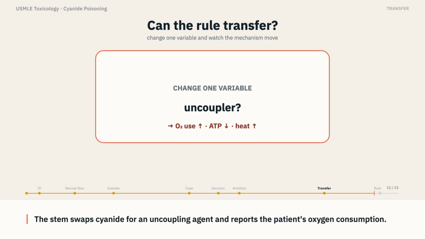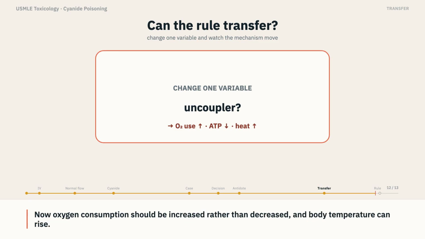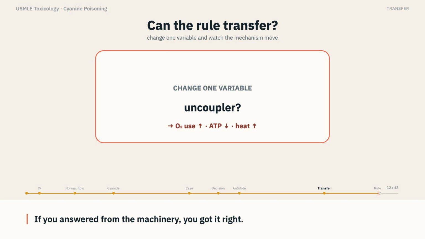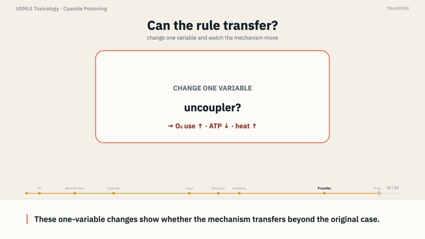Variation 5. The stem swaps cyanide for an uncoupling agent and reports the patient's oxygen consumption. Now oxygen consumption should be increased rather than decreased, and body temperature can rise. If you answered by memorizing poison, therefore oxygen consumption down, you just got it wrong. If you answered from the machinery, you got it right. These one-variable changes show whether the mechanism transfers beyond the original case.